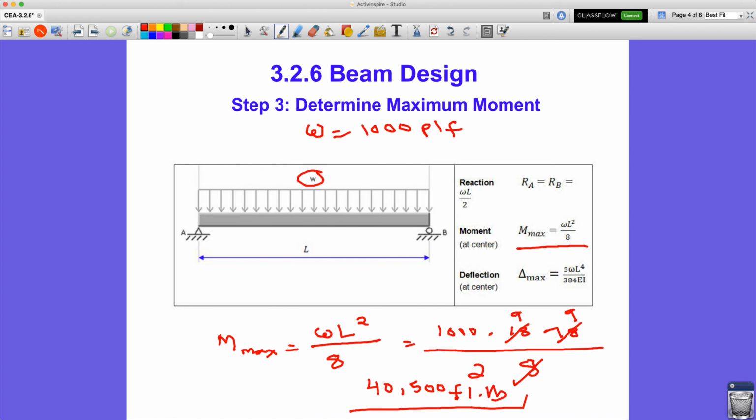We're going to use the maximum moment and shear to do our initial selection of the beam design, the beam selection, and then we're going to come back and do the deflection, because that's a little bit more of a gnarly equation.